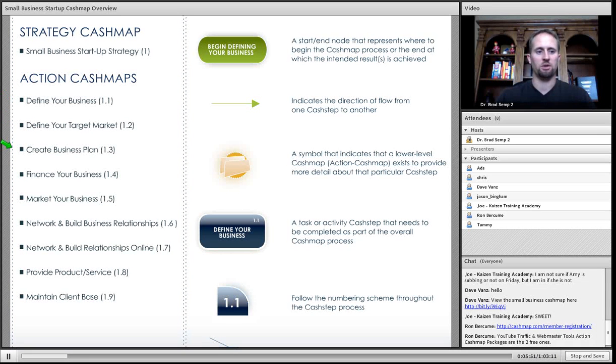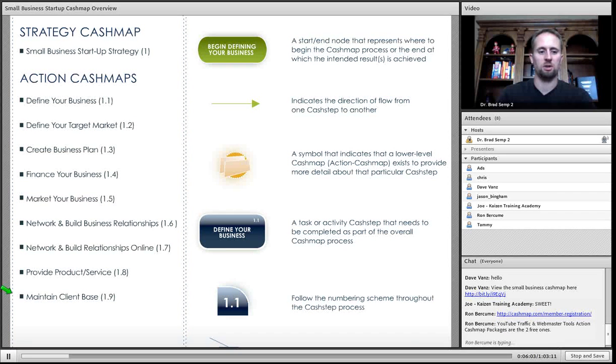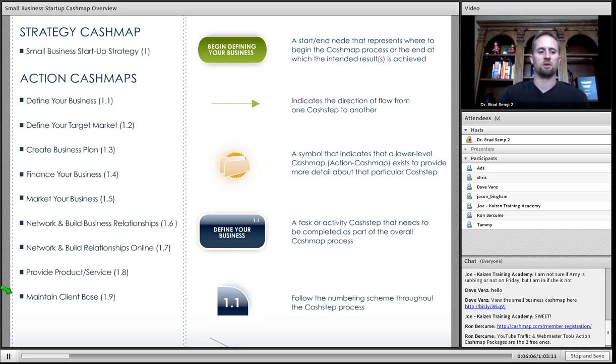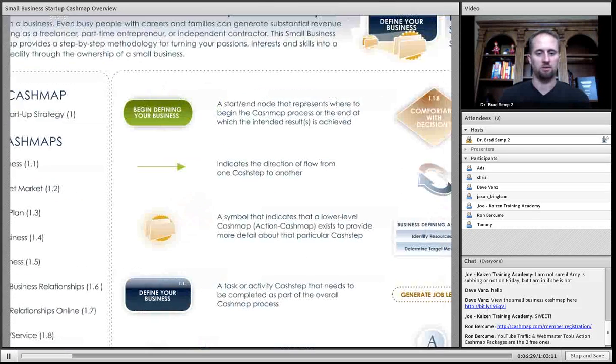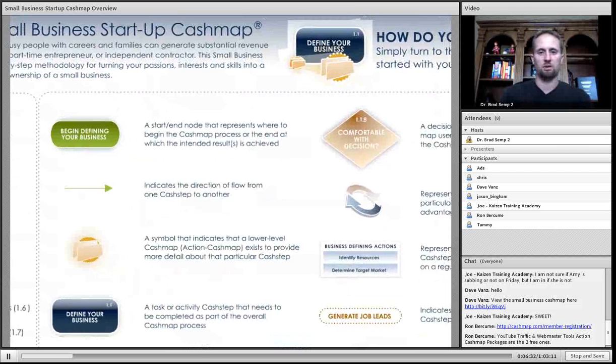So define your business is action cash map 1.1. Define your target market, create a business plan, finance your business, market your business, network and build relationships, and then do that online, provide a product or service, maintain a client base. These are the full action cash maps that are for sale. All right, and we're going to talk through these, but at a higher level. We're going to look at the overall strategy tonight, and it's these action cash maps down here that you may decide to be a worthwhile investment to show you exactly how to implement what we talk about this evening.